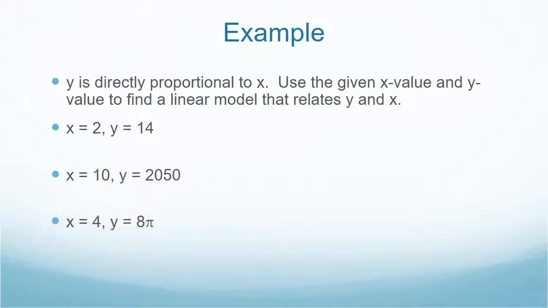Okay, your first answer should be y = 7x. Your second answer should be y = 205x. And your third answer, y = 2πx. Now, if you just found k and forgot to put it back in the equation, you need to do that. Make sure you follow the directions because it asked for the linear model. That means the equation of the line.